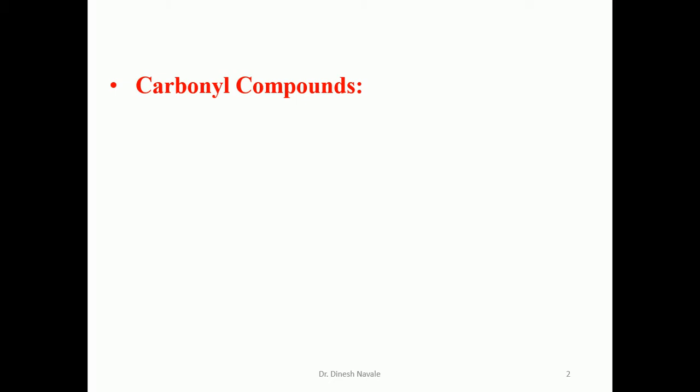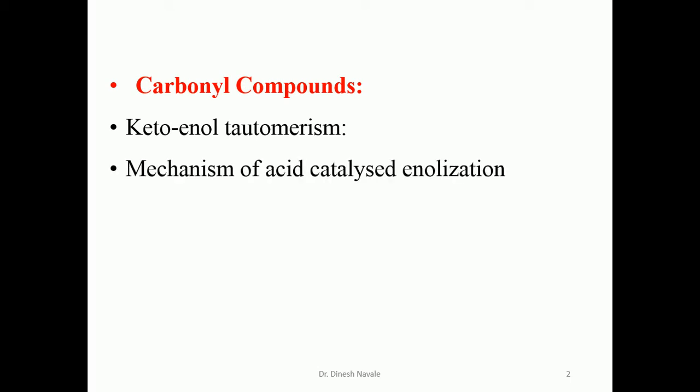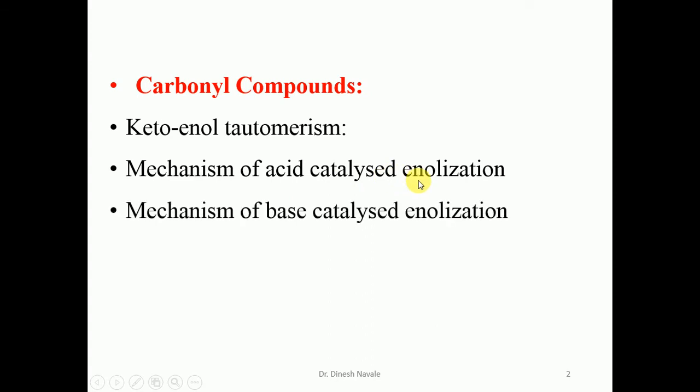the nature of the carbonyl group is very important, as well as the substituent attached to the carbonyl group. So the first thing we are going to see is keto-enol tautomerism. We are also going to see the different mechanisms by which enolization takes place. That means the first will be the acid catalyzed enolization. We are also going to see the base catalyzed enolization in this video.